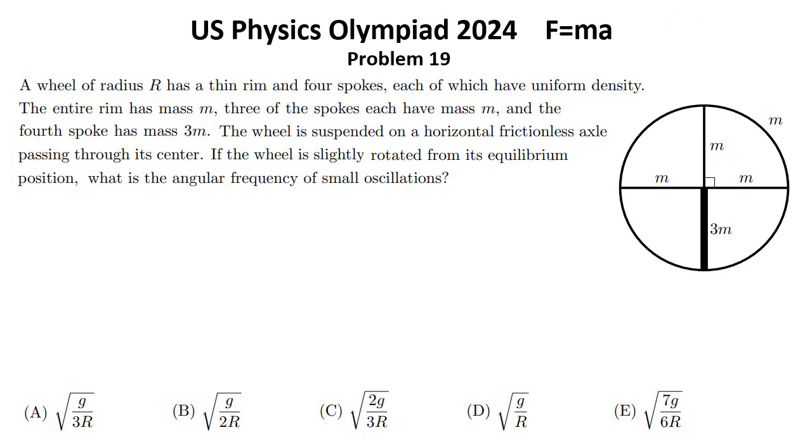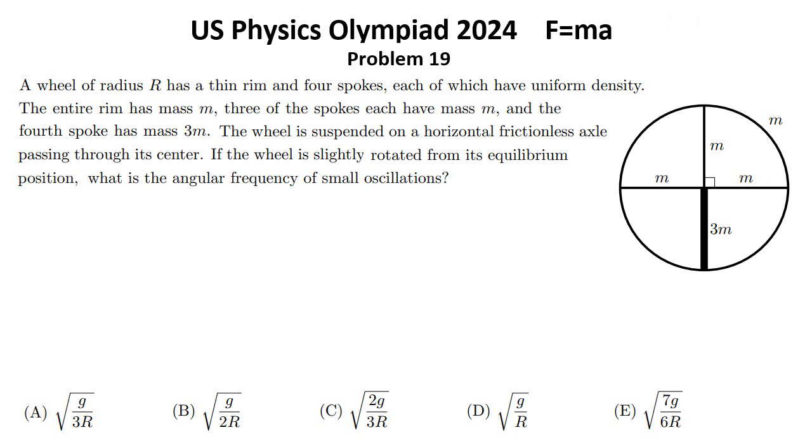Problem number 19. A wheel of radius r has a thin rim and 4 spokes, each of which have uniform density. The entire rim has mass m, 3 of the spokes each have mass m, and the 4th spoke has mass 3m. The wheel is suspended on a horizontal frictionless axle passing through its center.